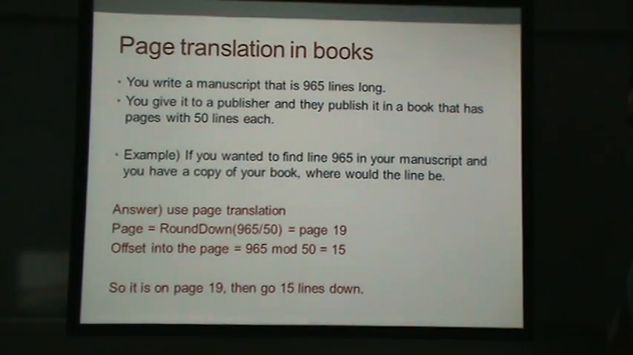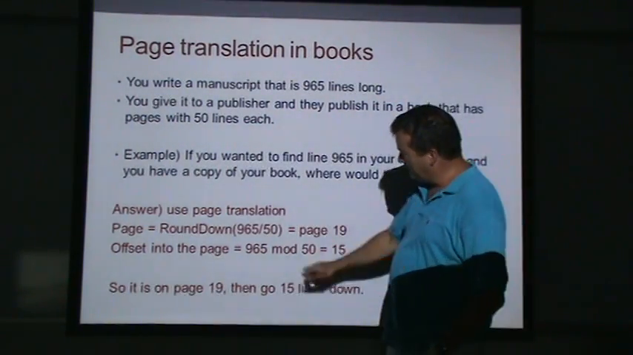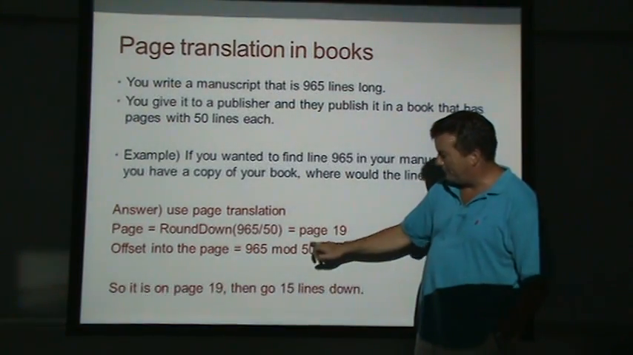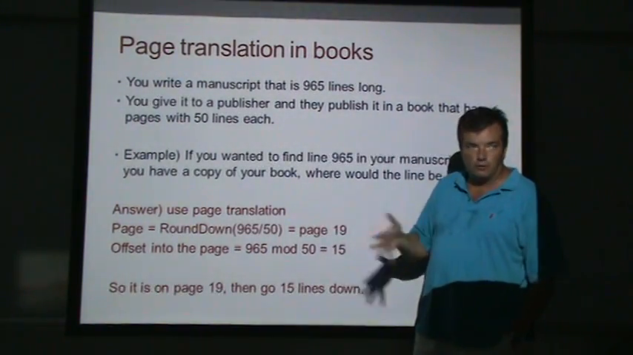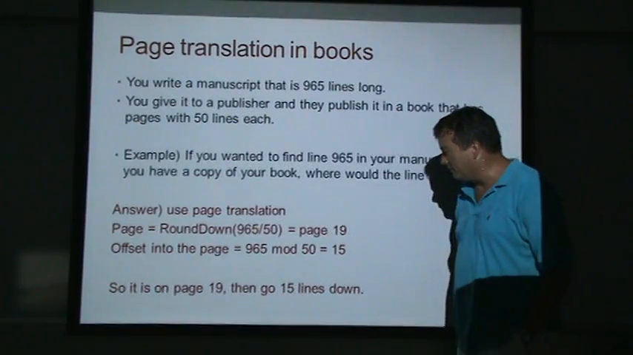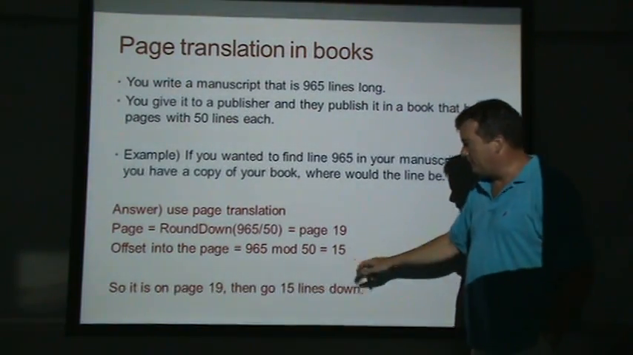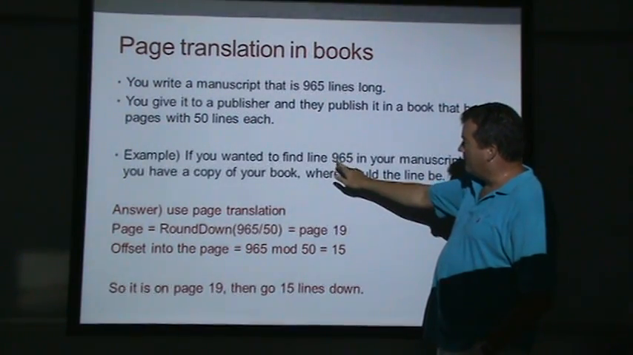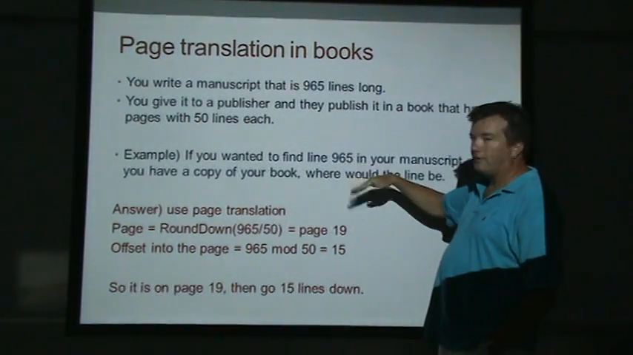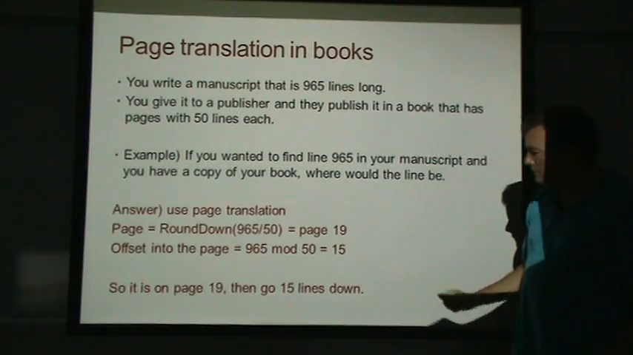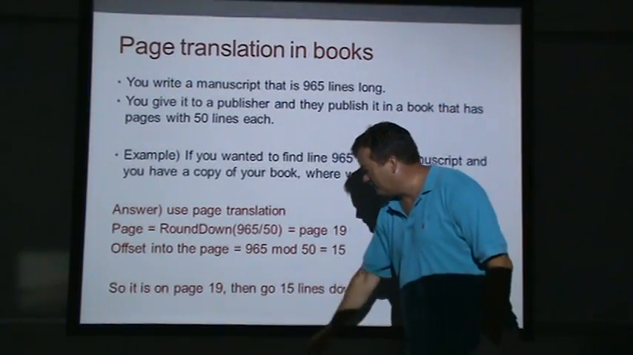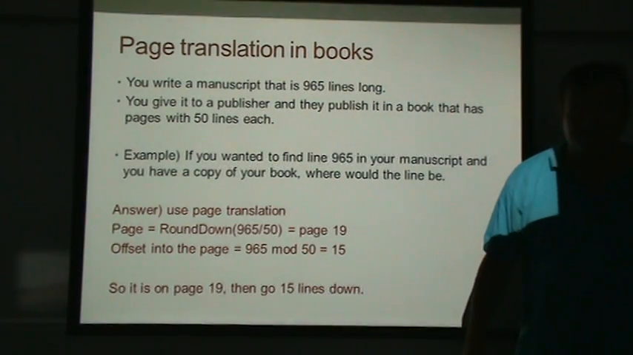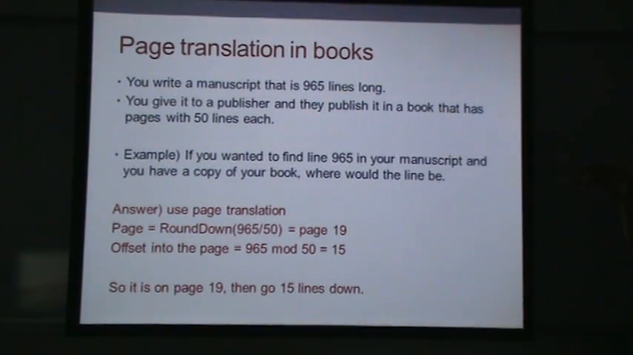Then you would take the line you're looking for and do a modulo on 50, divide away all the full pages and just take the remainder, and the remainder would be 15. So the line you're looking for, which in your mind is line 965 in your manuscript, is actually in the book on page 19, 15 lines down from the top of the page. Does that address translation make sense?